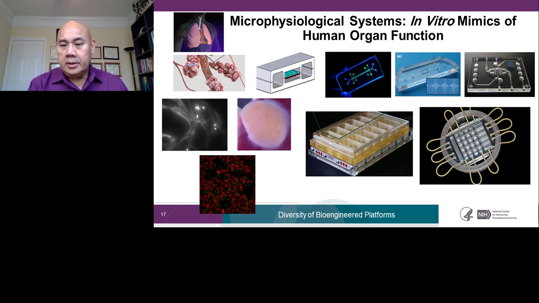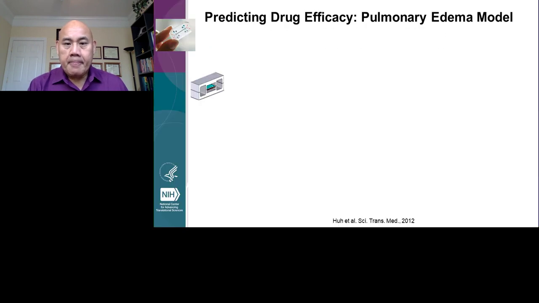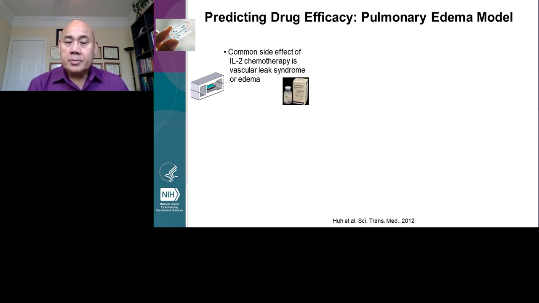And the one on the right is also another example of an integrated multi-organ system that contains the skin, liver, heart, and bone in this particular case. So there's a wide variety of microengineered platforms, as well as different ways that organs and tissues are represented in this system. Just to give an example of how these models are being used to predict, for example, efficacy.